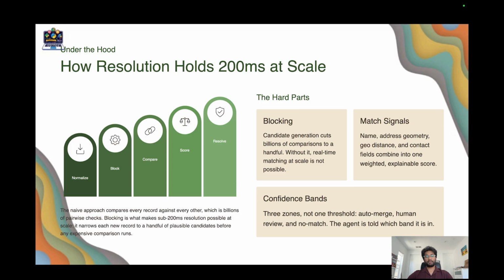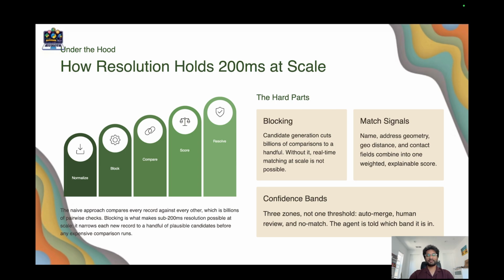I said resolution has to happen in milliseconds. Let me open the hood on how, because the how is where the real engineering lives. The naive way to resolve identity is to compare each incoming record against every record that you already have. That is fine for 1,000 records. At our scale, it is billions of comparisons per event, and you will never see 200 milliseconds again.